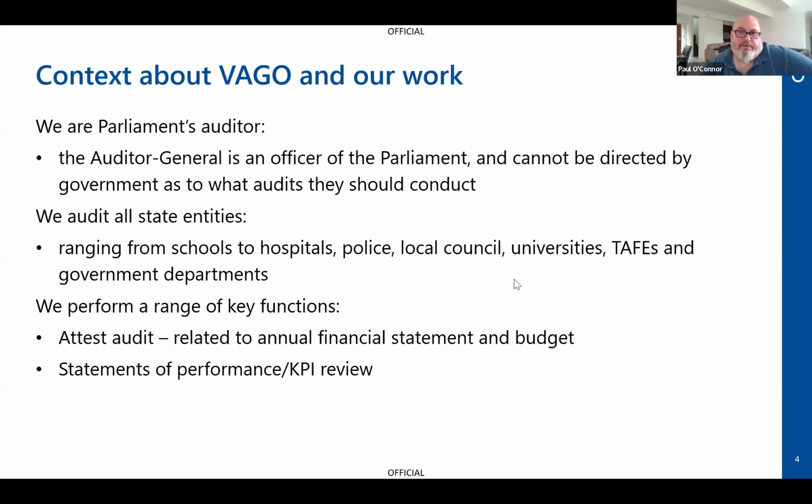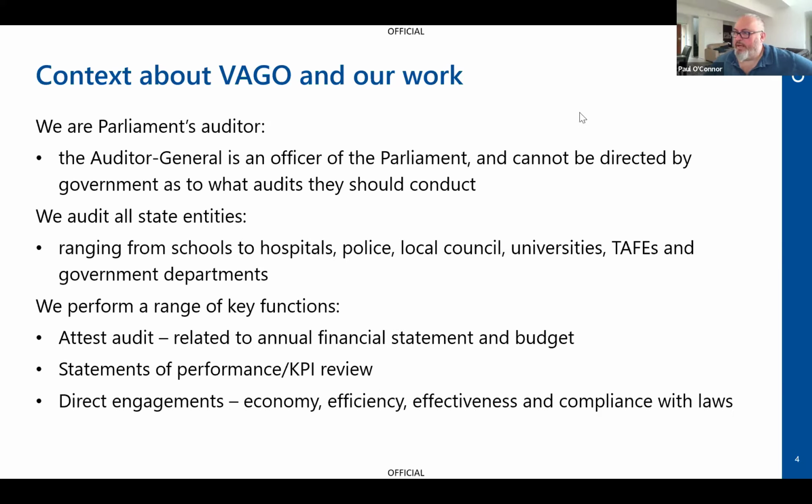For some entities, we have to audit their statements of performance, and that's like KPIs. So that happens in water authorities and some councils where they're required to get an auditor's opinion. And the area I work in, we call direct engagement. So that is performance audit or performance audit type activities. So it's not always just an audit now. It's also known as assurance reviews, but they're very similar.